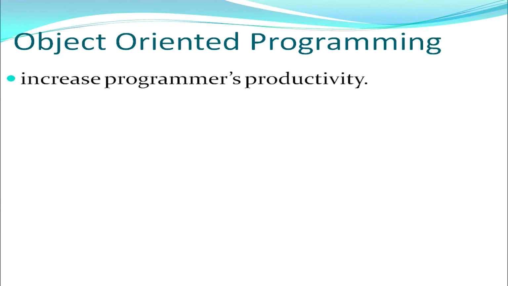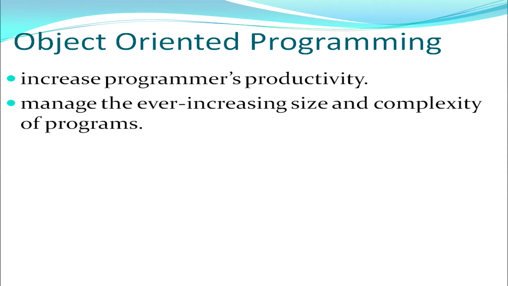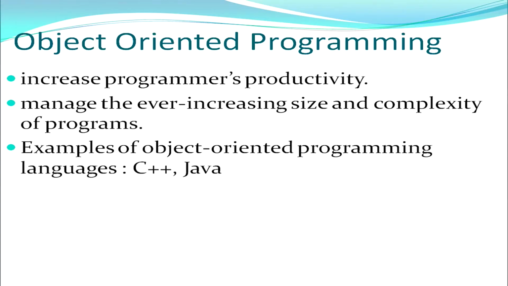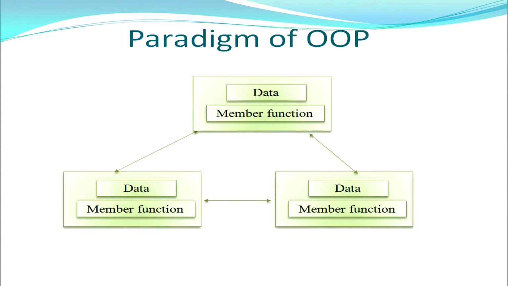So, first and foremost, let us understand what is object oriented programming. It is definitely a tool that helps to increase programmers' productivity. It helps to manage the increasing size and complexity of the program. We all know that if we want better productivity, if we want a program to be user friendly, including more and more options, then the program becomes more and more complex. So, to manage these complex programs, object oriented programming helps a lot. For example, nowadays we have C++, we have Java, Python, all these are object oriented languages.